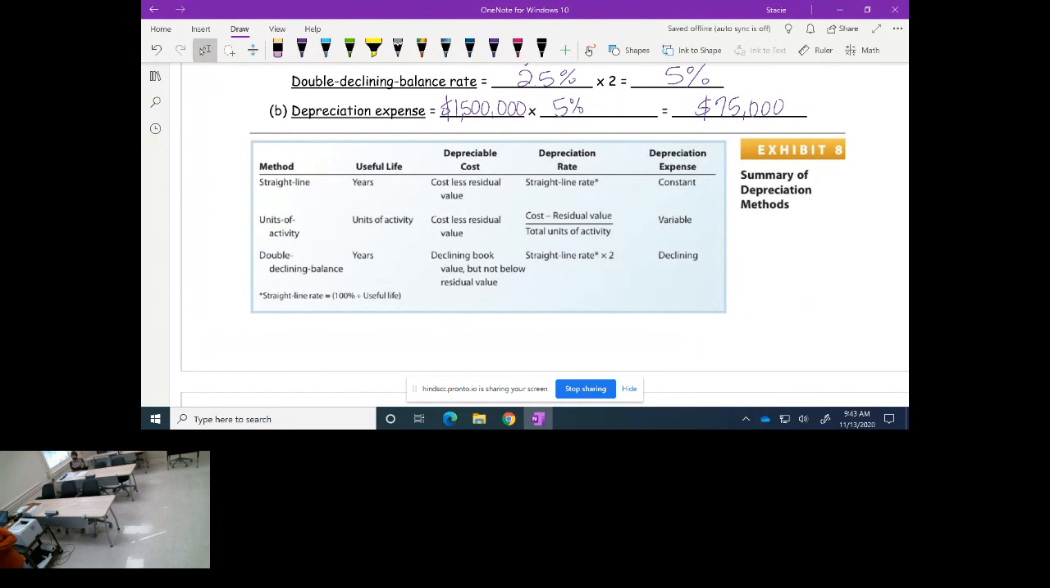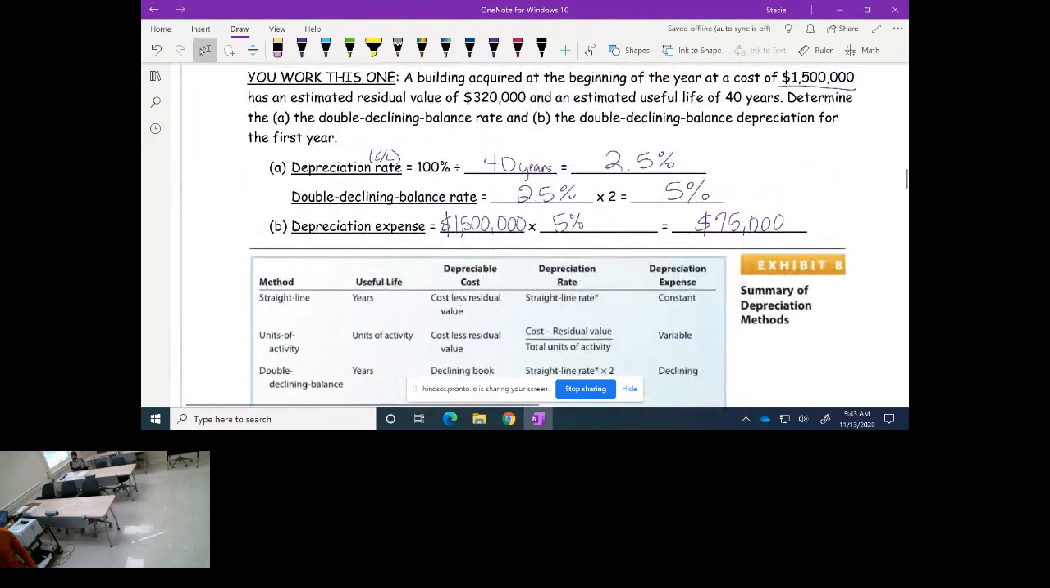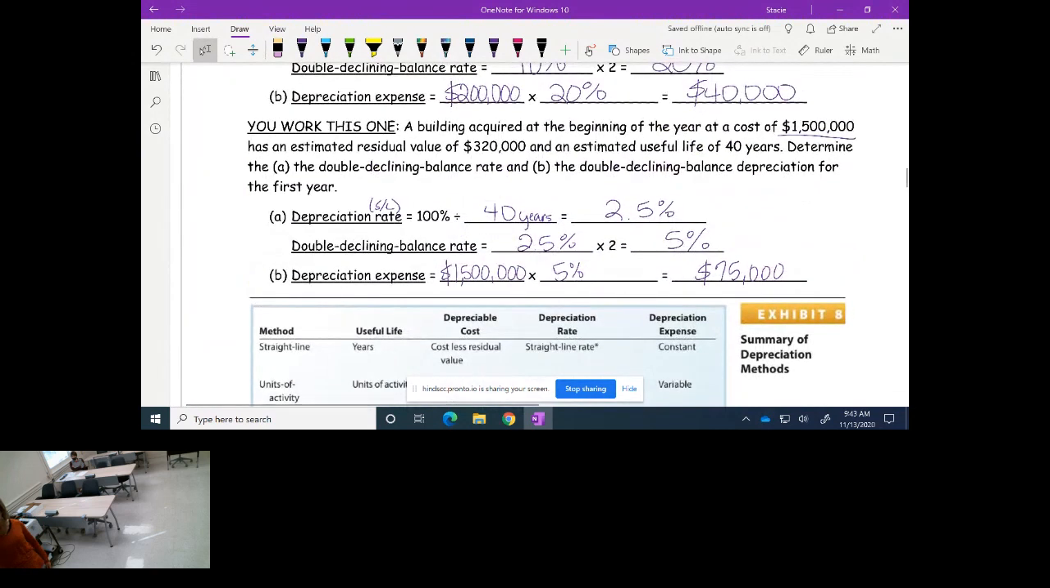Double declining balance, we're using years for a useful life. The cost is a declining book value, but not below residual. And the rate is that straight line rate times two, and your depreciation expense is going to get smaller every year. So let's just, for the heck of it, look at this. So this is year one, right? This would be year one.